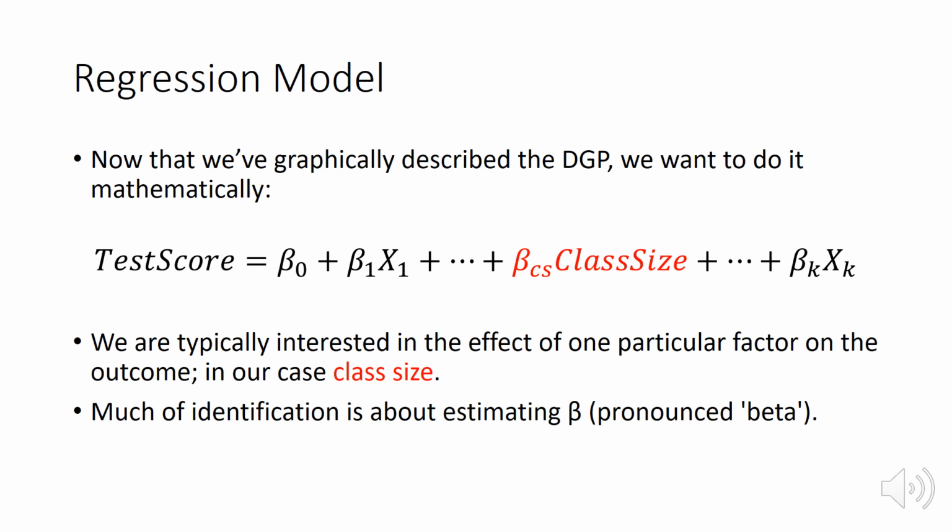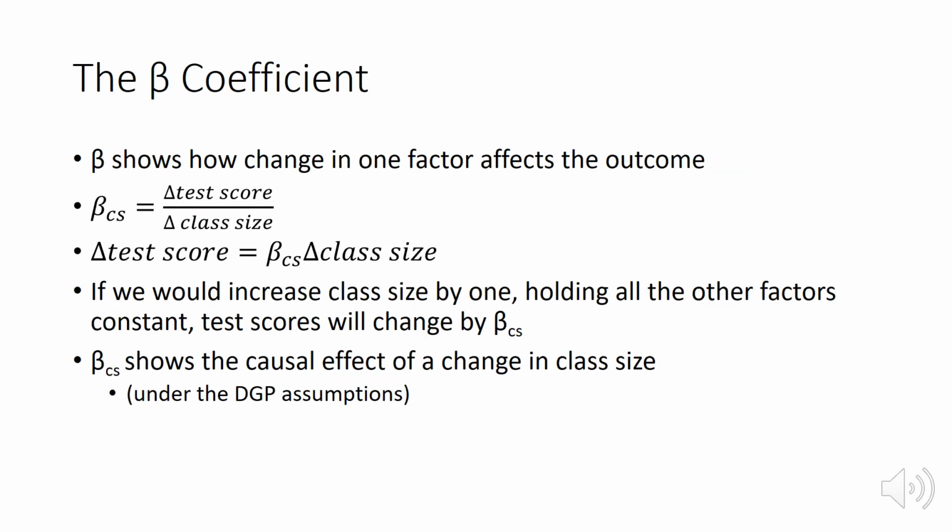Put differently, when we are ruling out alternative explanations, we want to estimate beta. And in particular, we're estimating beta sub CS, beta CS, beta class size. Questions so far? So let's talk about this beta coefficient.